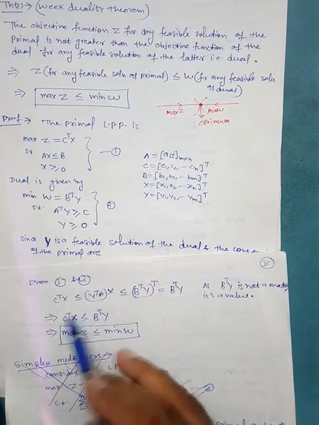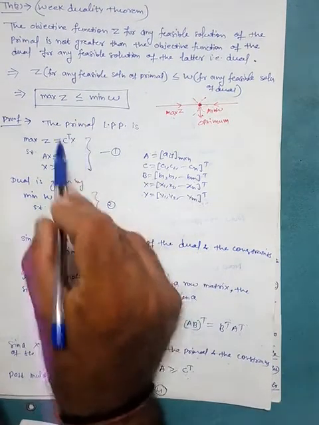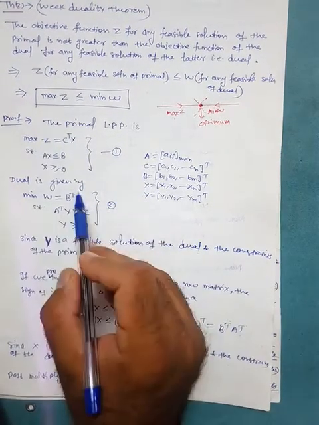What is c transpose x? c transpose x is nothing but the maximum of z. What is b transpose y?